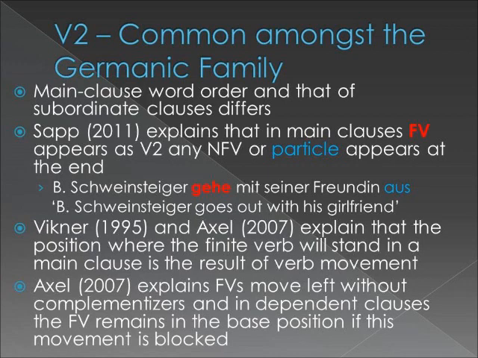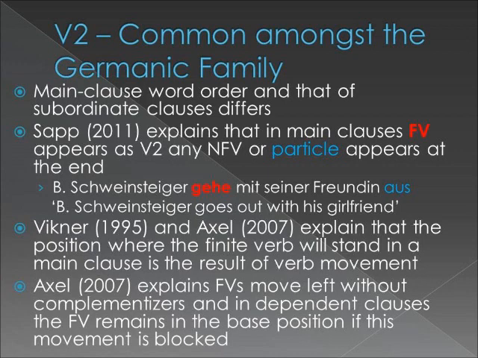So SAP 2011 explains that in main clauses the finite verb appears as the V2 and any non-finite verb or particle appears at the end. So an example of this is Bastian Schweinsteiger gehe mit seiner Freundin aus. So the finite verb is gehe, and then we have a particle. Ausgehen is a separable prefix verb, so the particle or the preposition gets pushed to the very end of the clause. So that's where the aus gets broken off and moved there.